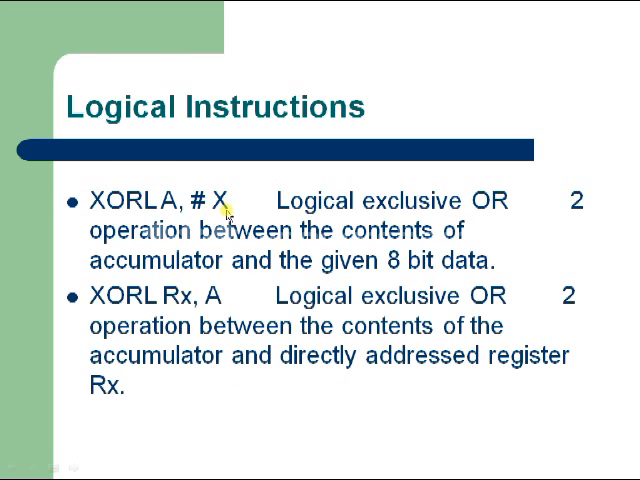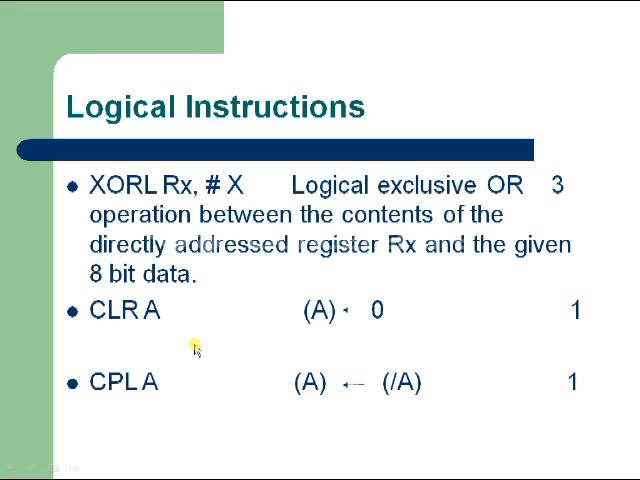Now this time an immediate value, and we can also use this kind of combination, that is XRL Rx comma A, where the accumulator contents are XORed with the specified register, that is the directly addressed register, and then the result is again stored in the same address location. XRL Rx comma #X, the immediate value is XORed with the directly addressed register, and again the result is stored in the same register or same address.